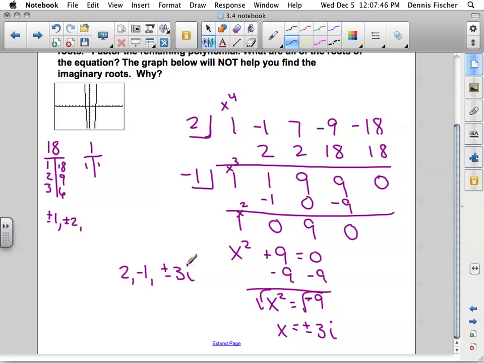6, 9, 12, 15, 18, 21, 24. Should we try 50? I'll just throw it on there. Do the 50 the way we've done it so far. Find all the zeros. And then we'll solve some more shortcuts tomorrow.